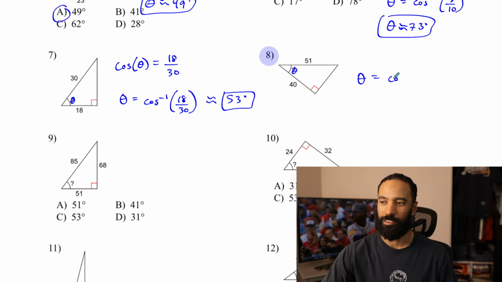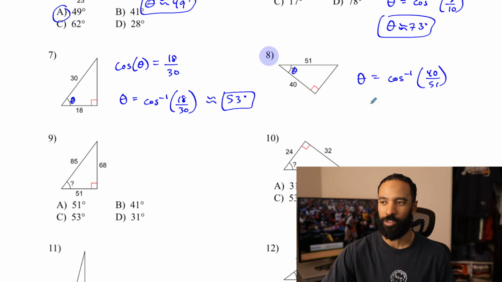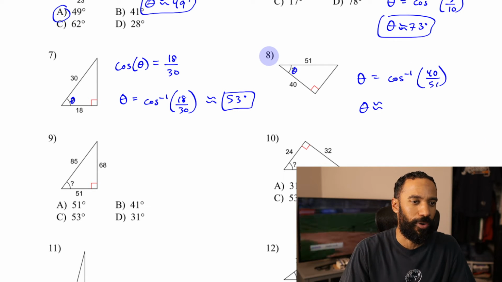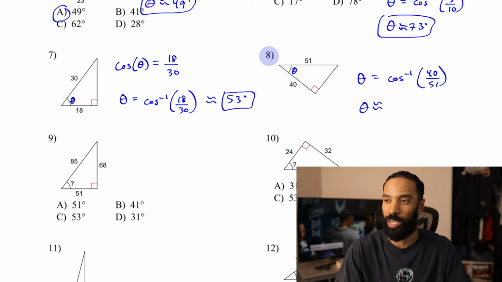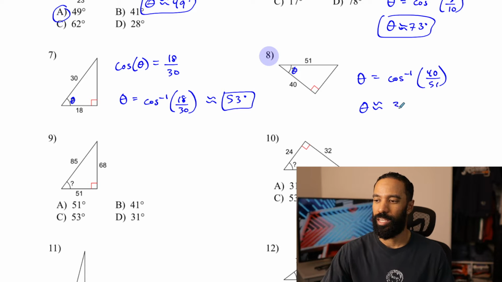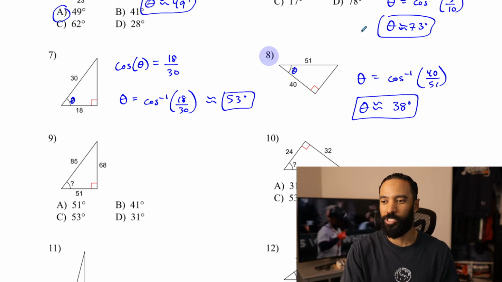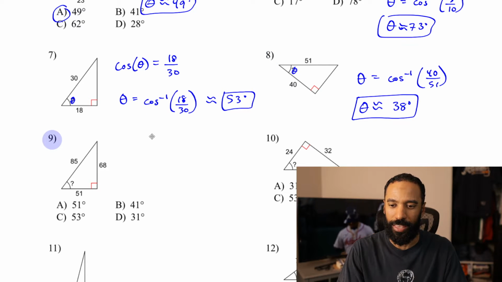Theta is going to be the inverse cosine. I'm still going to write the exact of 40 over 51. Just straight up set up adjacent over hypotenuse. We've seen the last few problems do that. So let's go ahead and write that one out. Inverse cosine of 40 over 51. Can't reduce, and I don't care. 38 degrees is the thereabouts. Okay, that's the first 4 in that section. Let's go to the last 4 in this section.